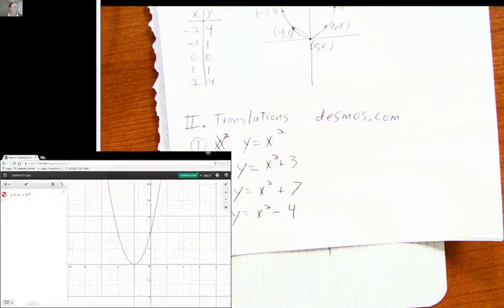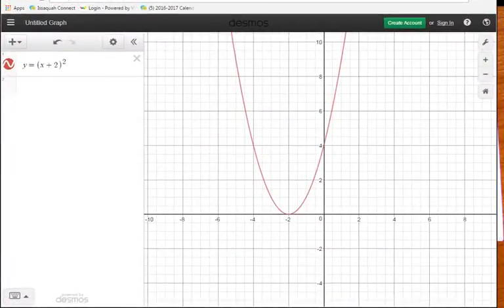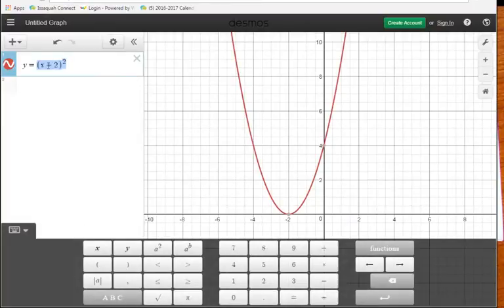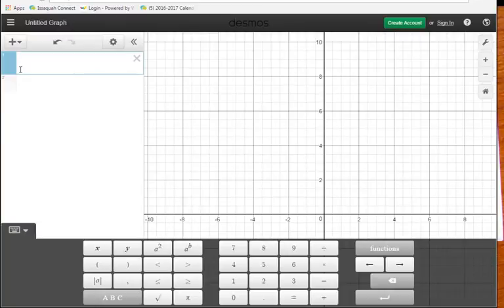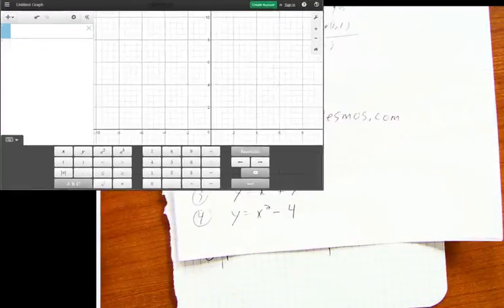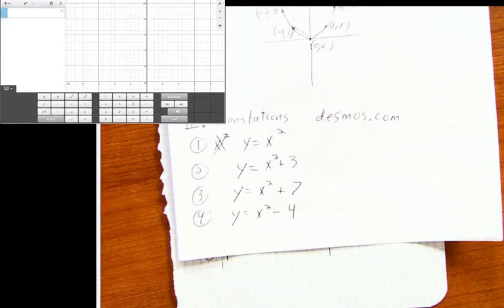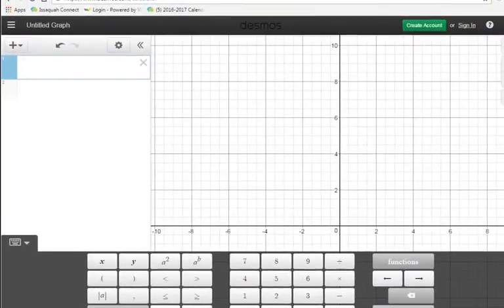I have this little graph right here. All right, so this is Desmos.com, and let me show you how it works. You start off with something like this, and you go to this box here, and you just type in your first equation. I'm going to graph these 4 equations: y equals x squared, y equals x squared plus 3, y equals x squared plus 7, y equals x squared minus 4. You should do this with me as I'm doing it.